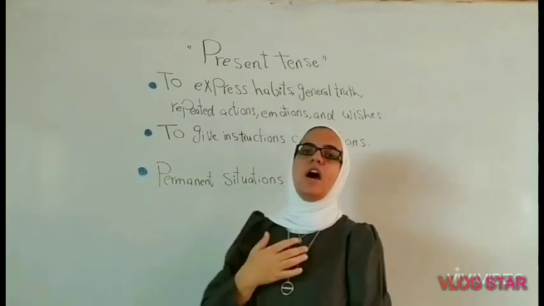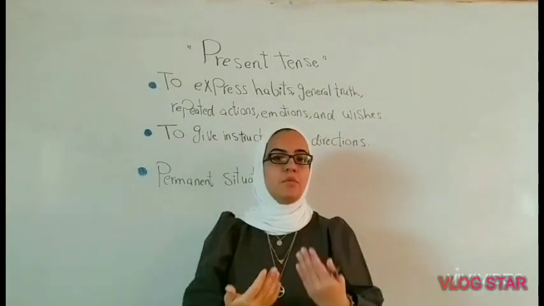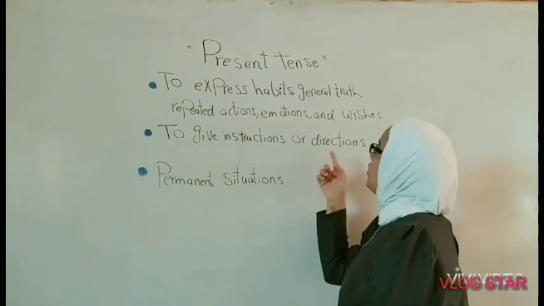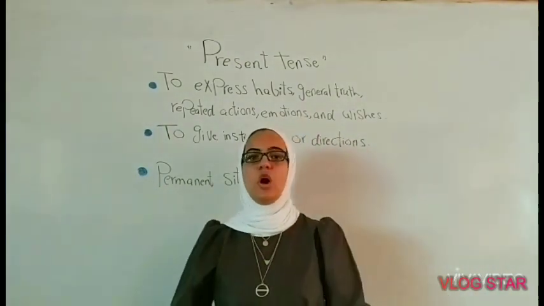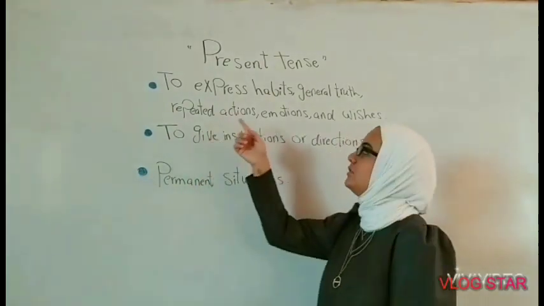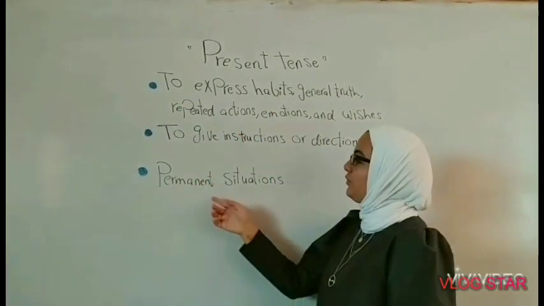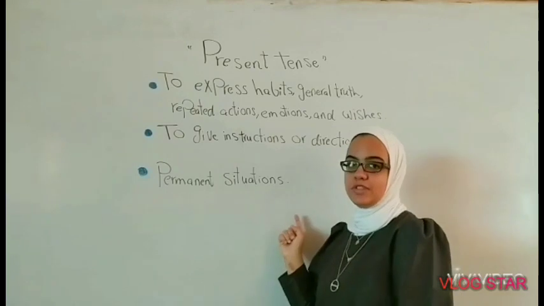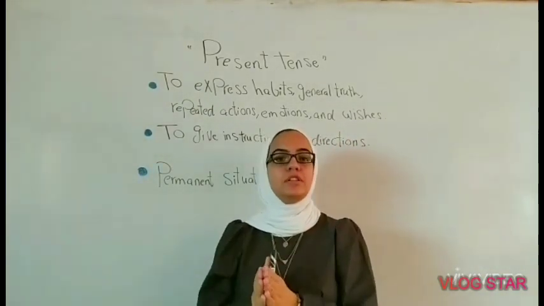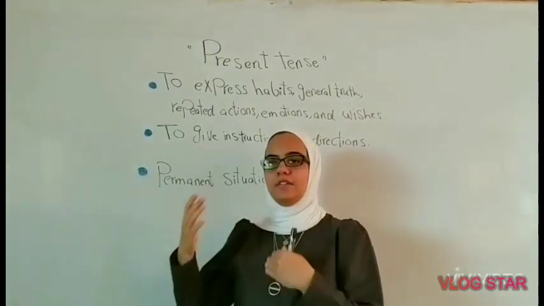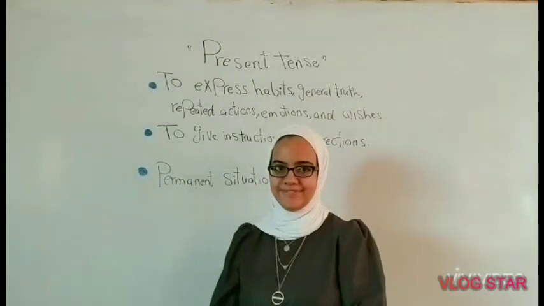Emotions. When you say, I feel sorry for you, you have emotions toward someone. And wishes. I hope to go there. I hope to meet him. So you hope for something and you use the present tense. And for permanent situations, you say, for example, I live in London. So you live in London for a permanent time until you change that.